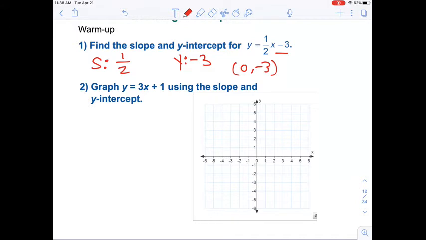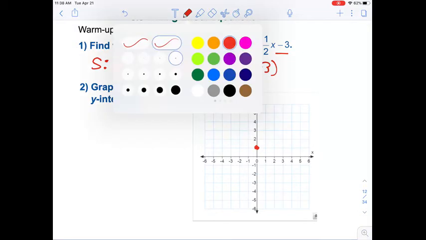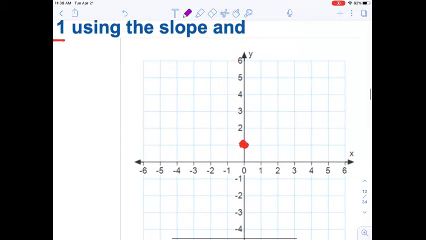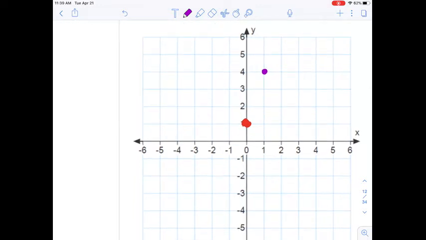Then number 2 says graph y equals 3x plus 1 using slope and y-intercept. So when I graph, I start with my y-intercept. I know my y-intercept is 1. So I go 0, up 1, there's my y-intercept. Then my slope is 3, which is the same as 3/1. So from my y-intercept, I'm going to go up 3/1.